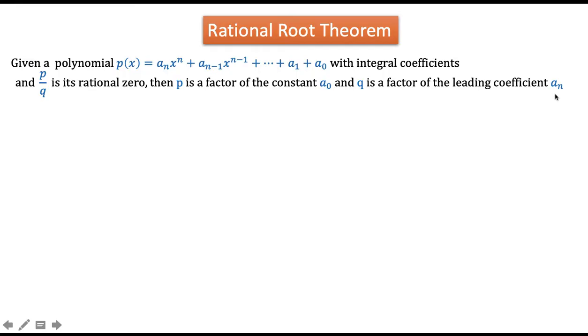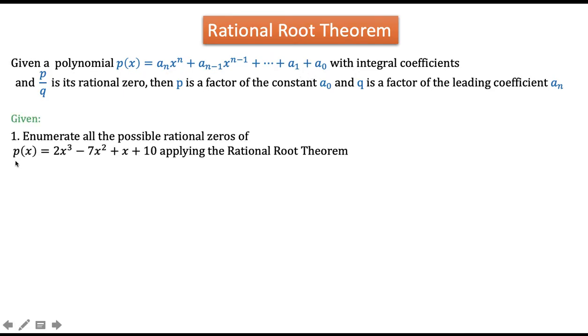So we'll be focusing here on the a sub n, which is the numerical coefficient of our leading term, and it is represented by q. And our a sub 0, that is represented by p, and that is our constant in our given polynomials. Let us take this given example number 1. Enumerate all the possible rational zeros of p of x is equal to 2x cubed minus 7x squared plus x plus 10, applying the rational root theorem.